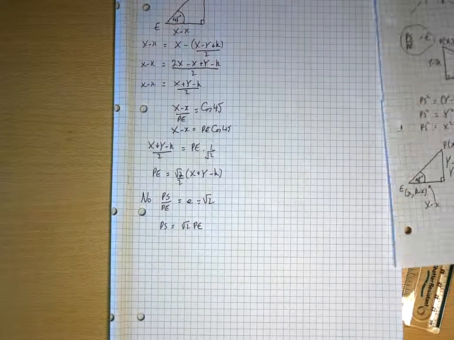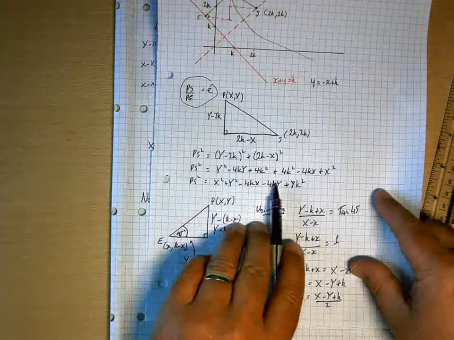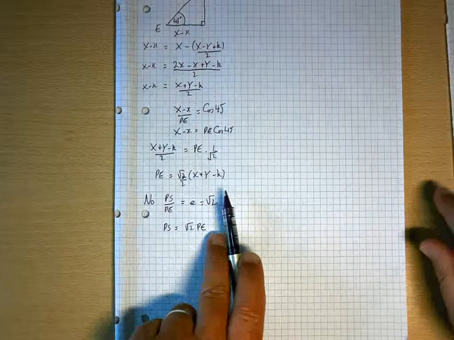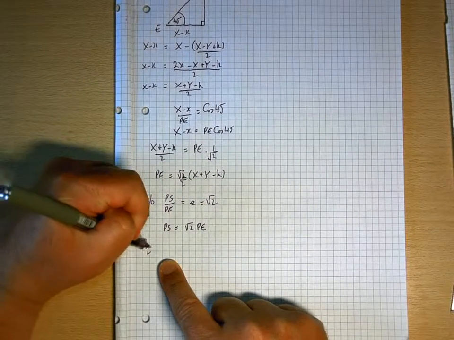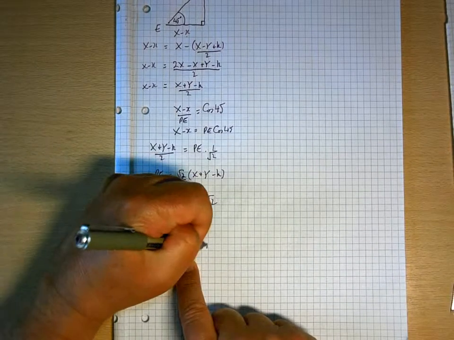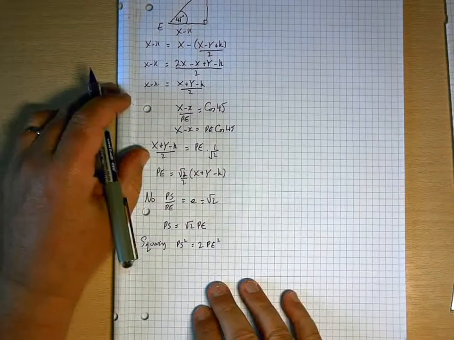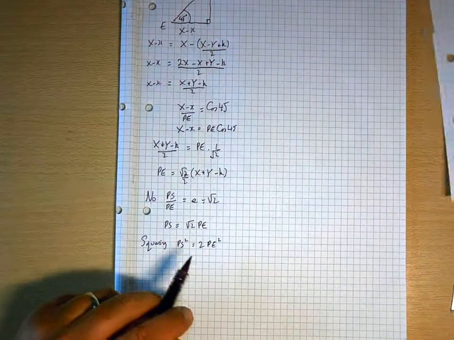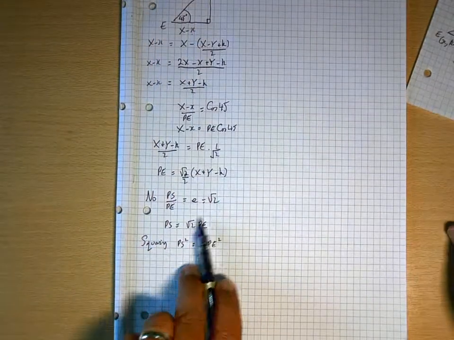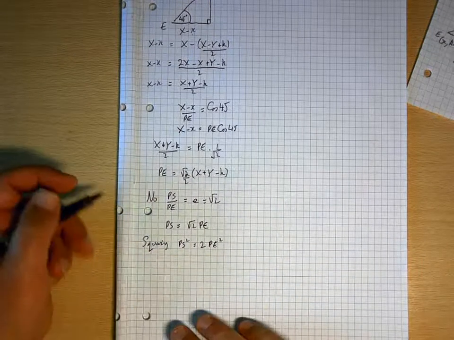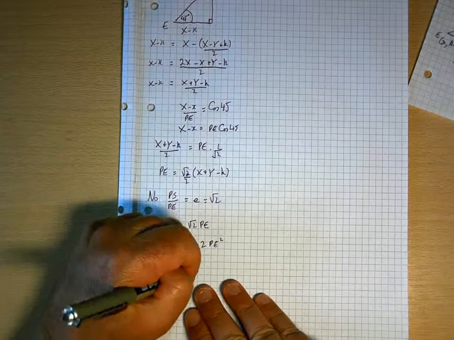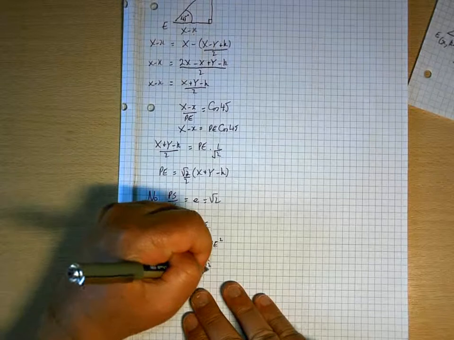Now, because I don't want to be working with that as a square root, and I have that squared, life is going to be easier if I square everything. PS squared equals 2 PE squared. Well, I got PS squared as an algebraic string there. So if I work out what this is first, just to keep the lines short enough, PS squared equals 2, and then PE is that all squared.